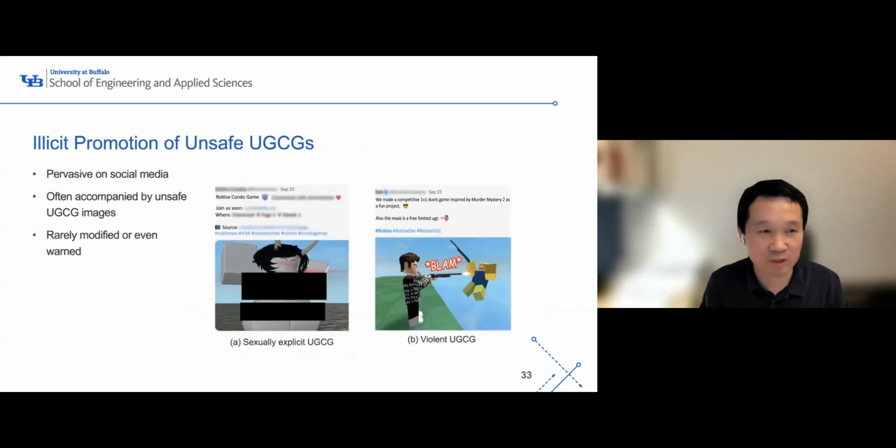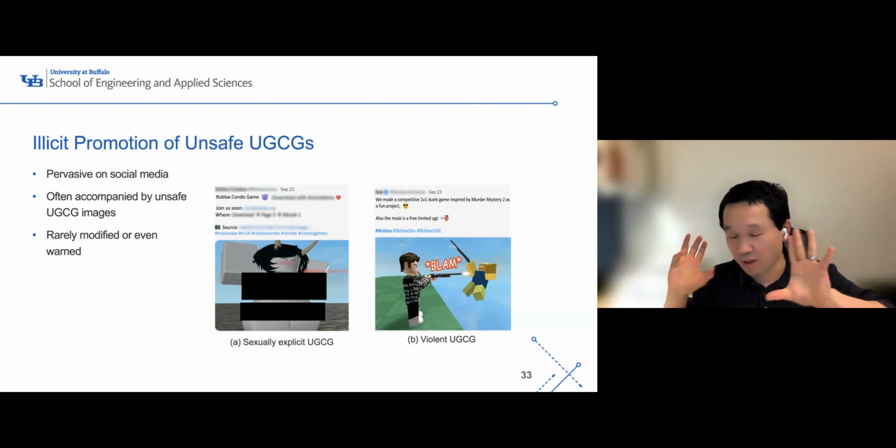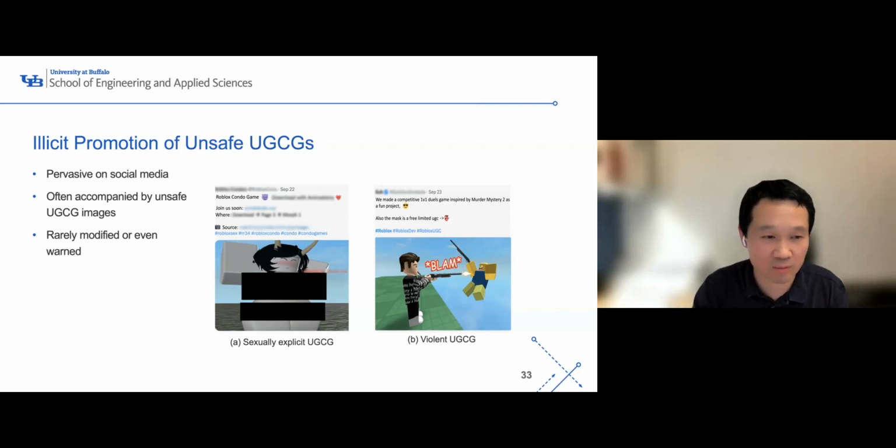So I gave 3 examples here. We call this the initial promotion of unsafe user-generated games. There are some sexually explicit games, for example, this is a real Twitter post we captured as a snapshot. Also there are some violent, offensive games. Once they design the games, they utilize those images to post on Twitter and try to attract users, even kids, to play those games.